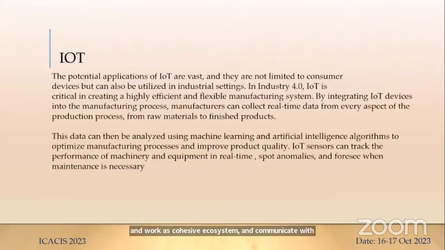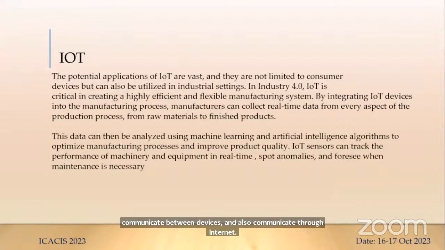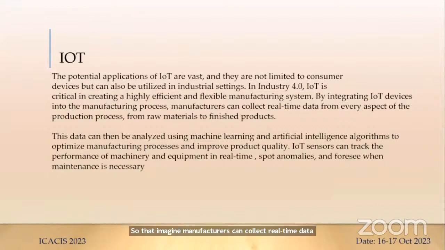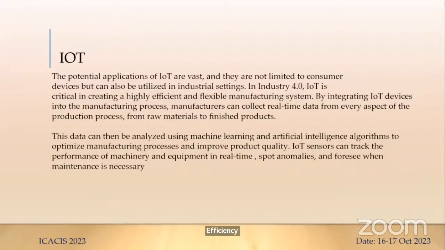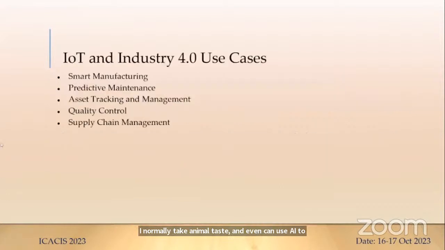IoT is a trend, again, not a new trend, for the past maybe 5 or 10 years. All the components are able to communicate between devices and also through the internet, so that manufacturers can collect real-time data from every aspect of the production process, from raw materials to the finished products. Even after finished products, these systems can be used for supply chain management and supply chain efficiency. IoT sensors can also track the performance of machines and equipment in real time, spot anomalies, and even use AI to foresee issues and maintenance if necessary.